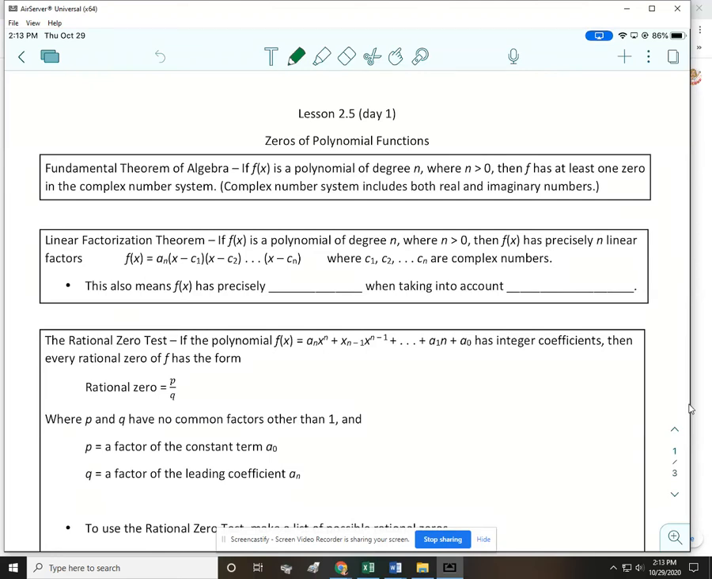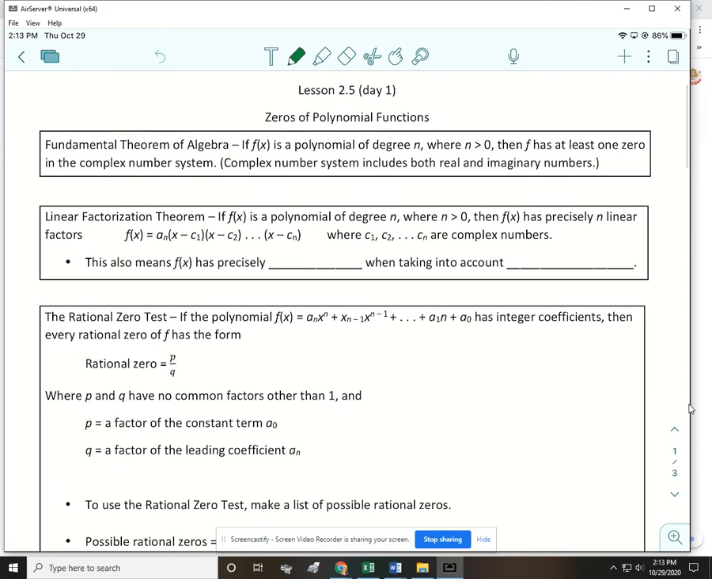All right, so in this lesson, we're going to be talking a lot about the zeros of polynomial functions. We have already talked about the zeros of polynomial functions, but now we're going to talk about all the real zeros, and all the imaginary zeros also. So that takes us to the fundamental theorem of algebra. This is what algebra is all about. Algebra was written for finding zeros of polynomials.